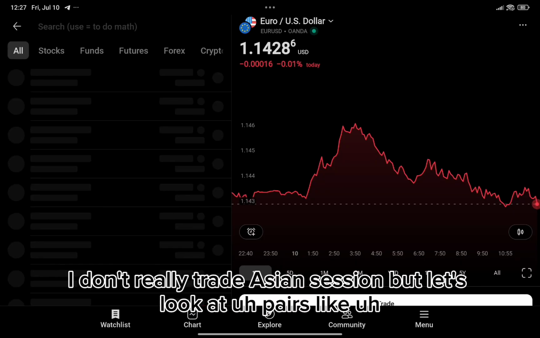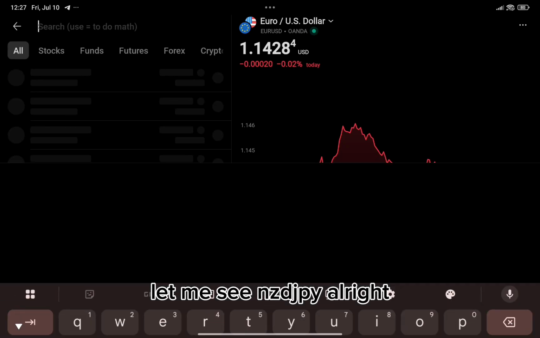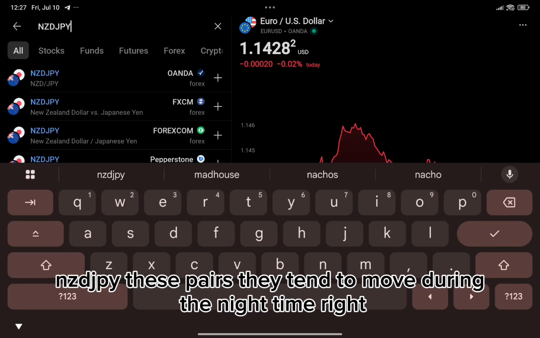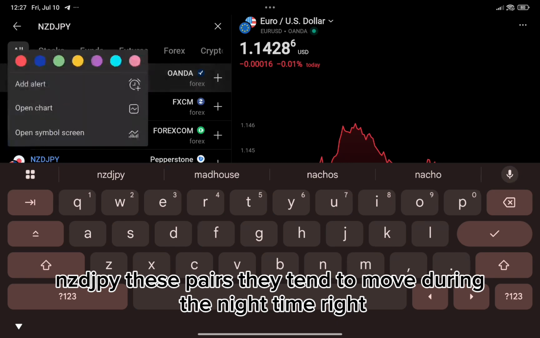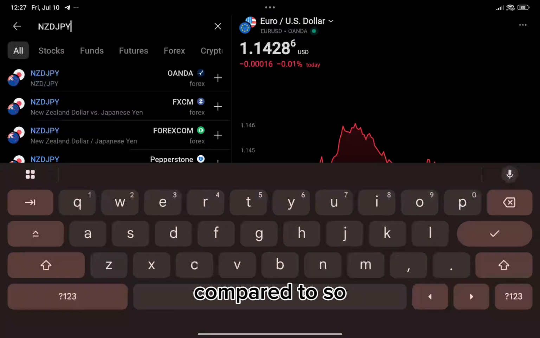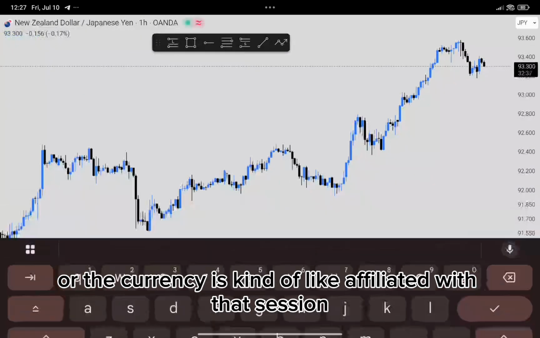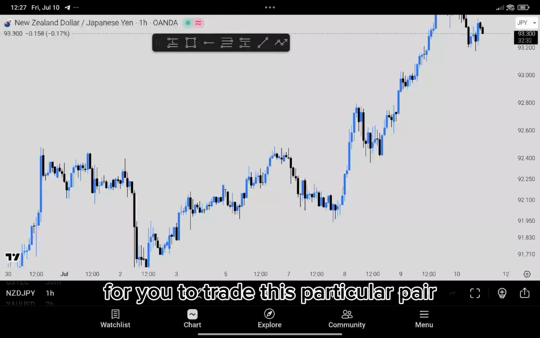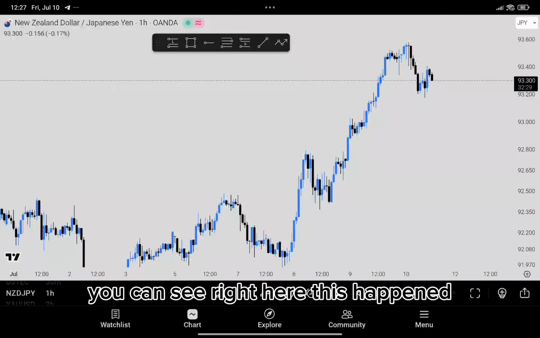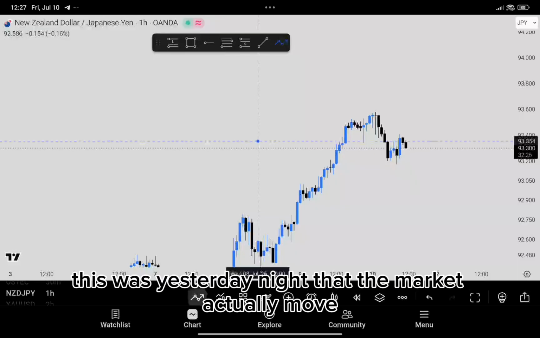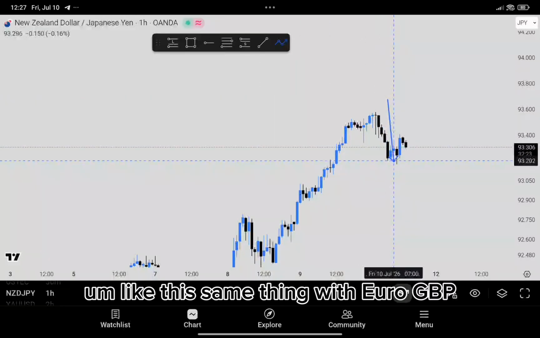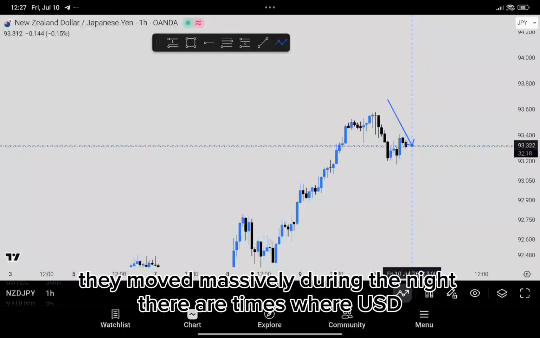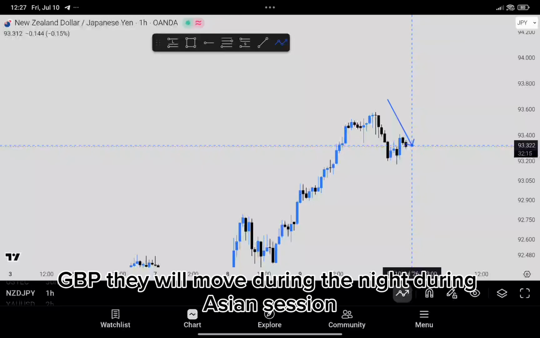I don't really trade Asian session, but let's look at pairs like NZDJPY. These pairs tend to move during the night time, because the currency is affiliated with that session, so that time is the best time for you to trade this particular pair. You can see right here, this was yesterday night that the market actually moved like this. Same thing with EURJPY, same thing with GBPJPY, same thing with USDJPY. They moved massively during the night, during Asian session.